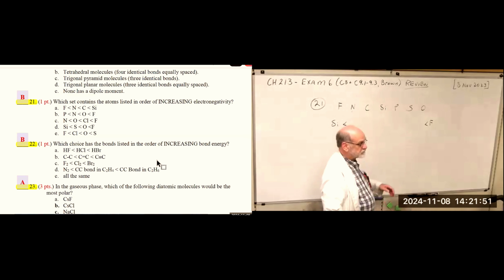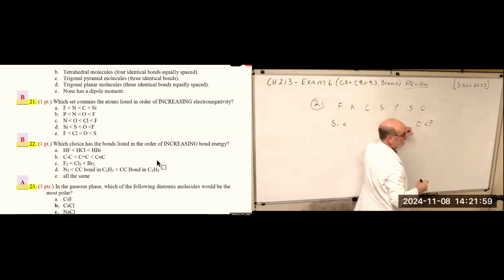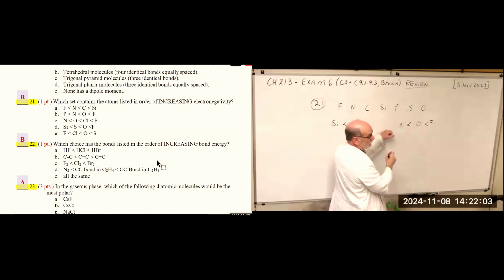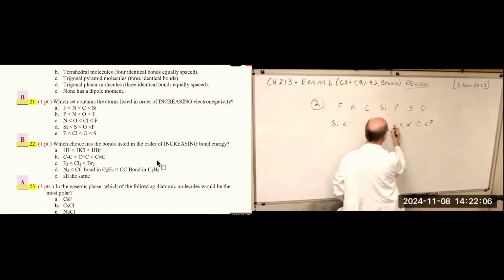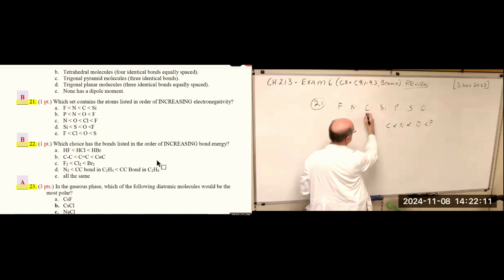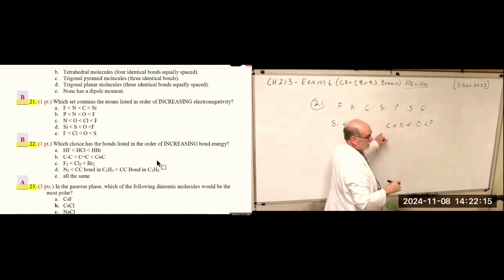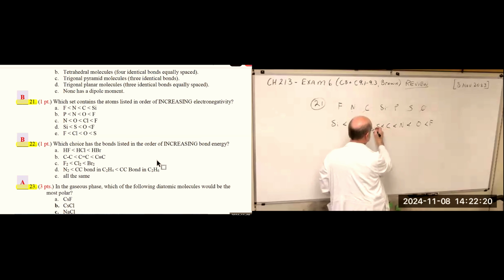And then, if we stay in the same period, fluorine, then oxygen, and then nitrogen, and then carbon. Let me mark them as we get them here. Oxygen. And then we move down, sulfur should be next. And then phosphorus.